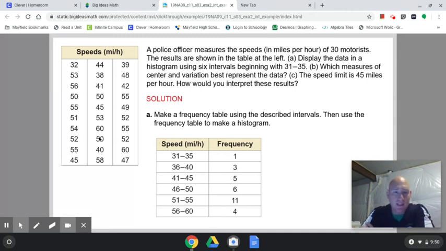Maybe the minimum is not 31. You could have picked it to go from 30 to 35. So you don't always have to include the minimum. It's just trying to make equal groups.